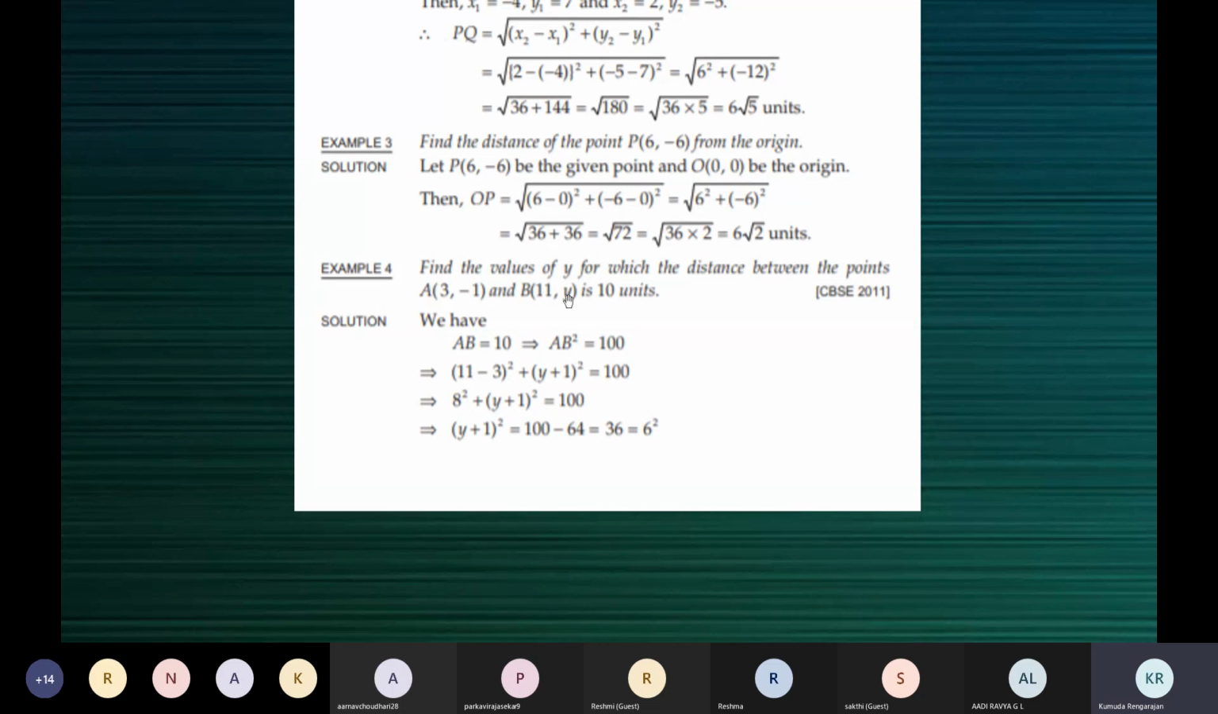The location will be different. When it's 11, 5, it will be in the first quadrant. When it's 11, minus 7, it will be in which quadrant? Fourth quadrant. The location of B will be different. However, the distance between A and B will remain 10 units.